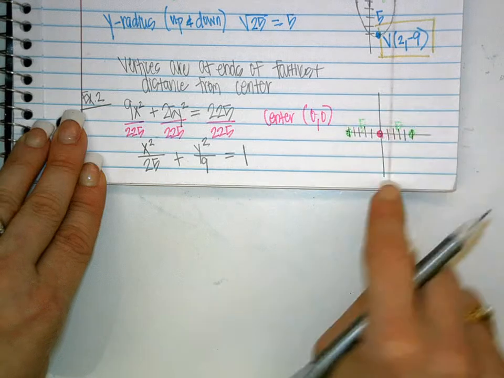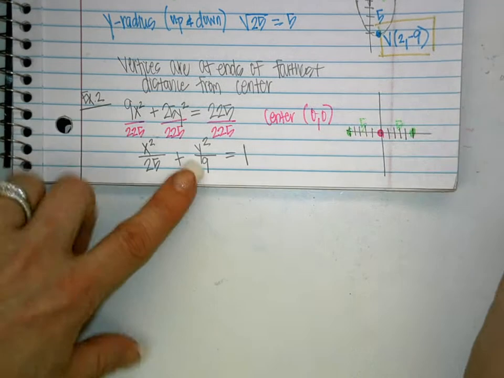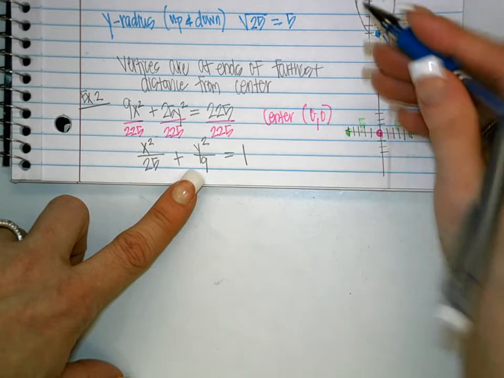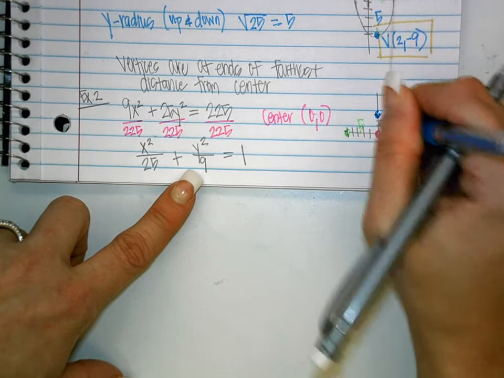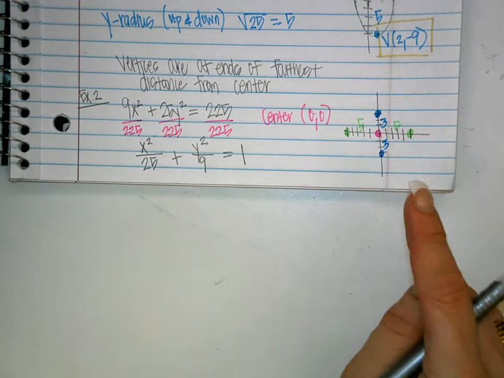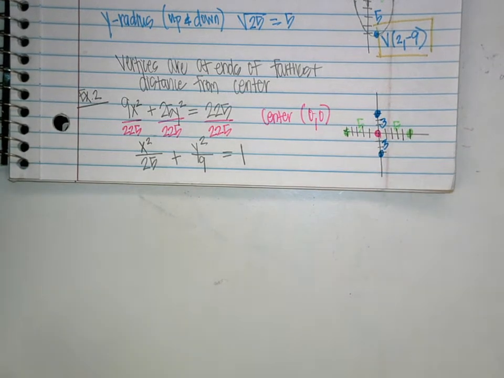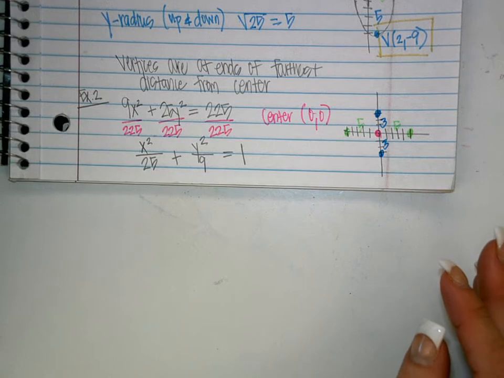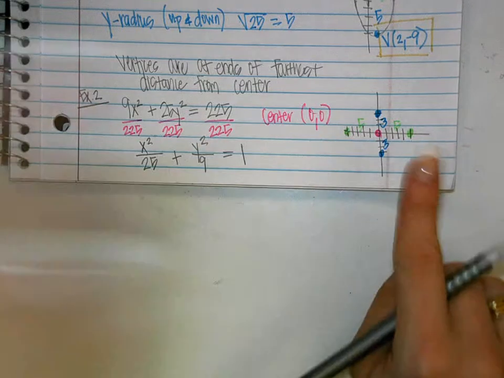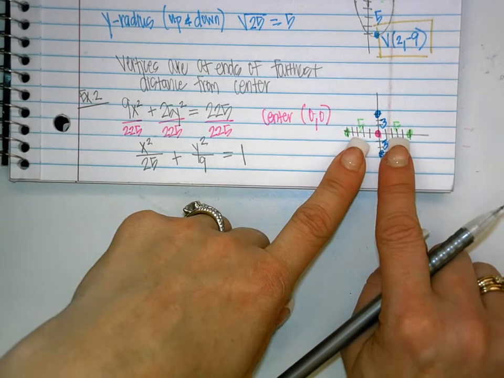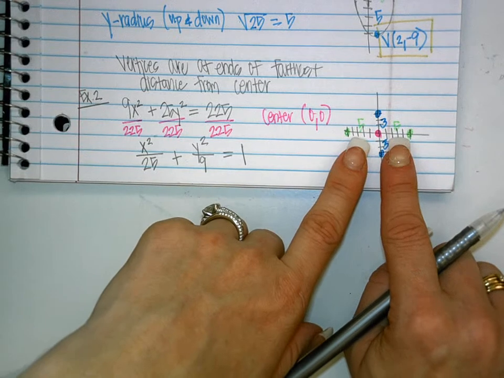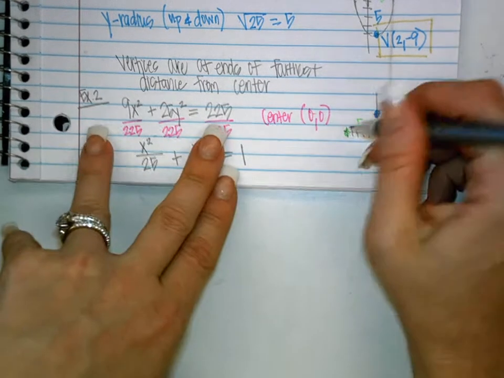How far should you move up and down from the center? 3. Take the square root of the y denominator. So technically, these are called the major and the minor axis, okay? You don't need to worry about that. If you go to advanced math, you'll have to deal with more parts of these. But the vertices are at the ends of what's called the major axis. So basically, they're just at the ends of the ones that are farther away. That's all I need you to know.